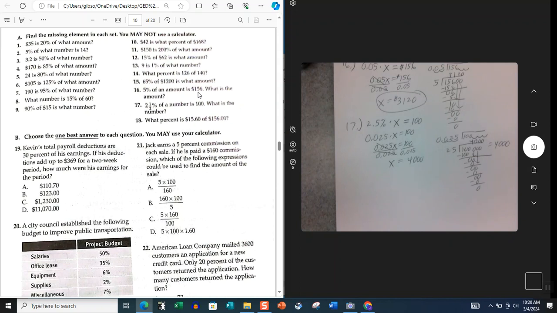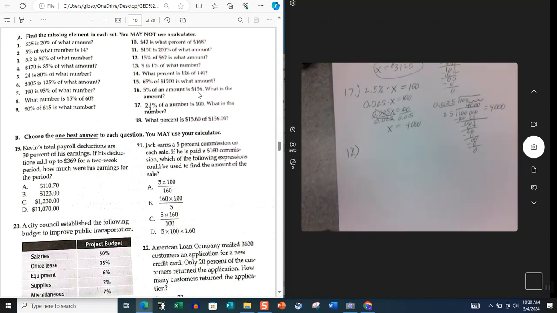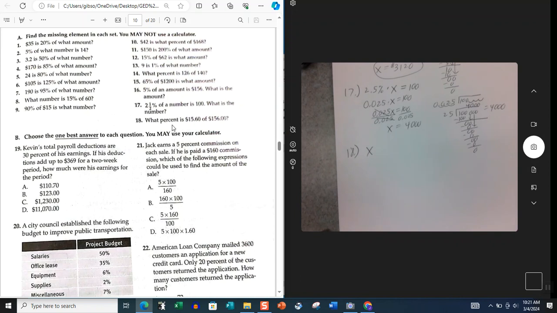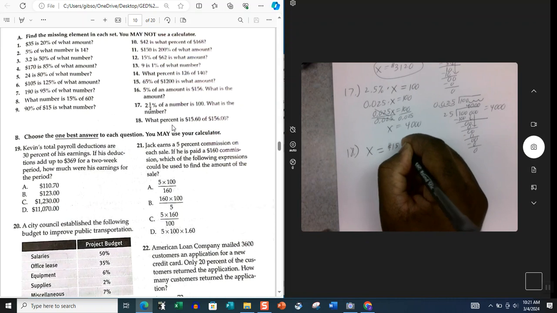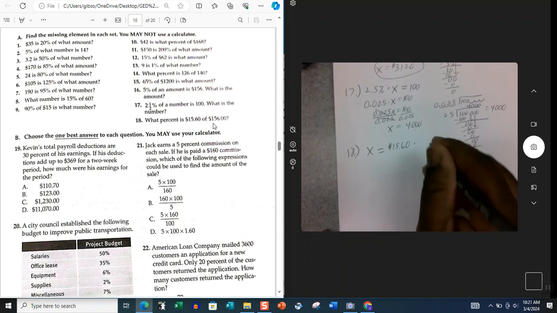All right, now, if we look at 18, it says, what percent is $15.60 of $156? So what percent would be x? Is means equal. $15.60 would be $15.60. Of means multiplication, and $156.